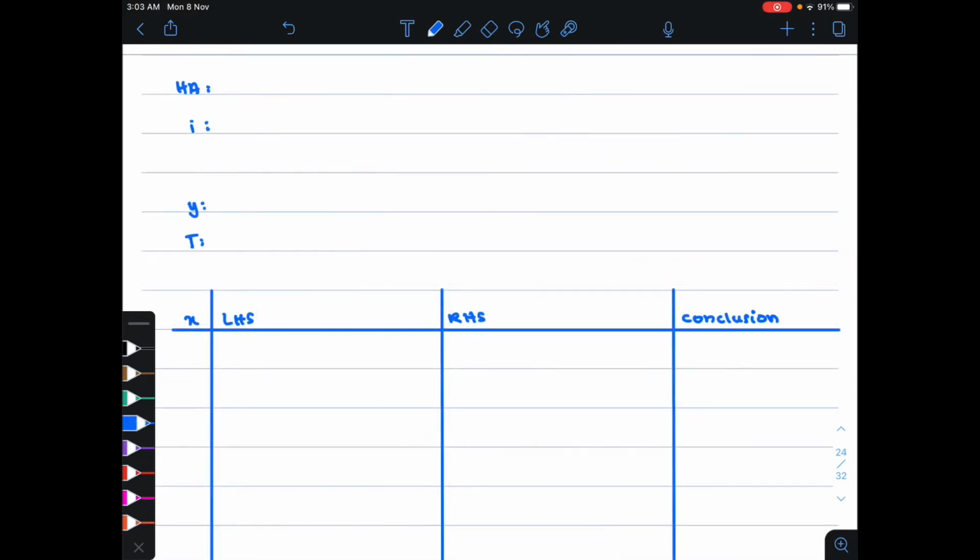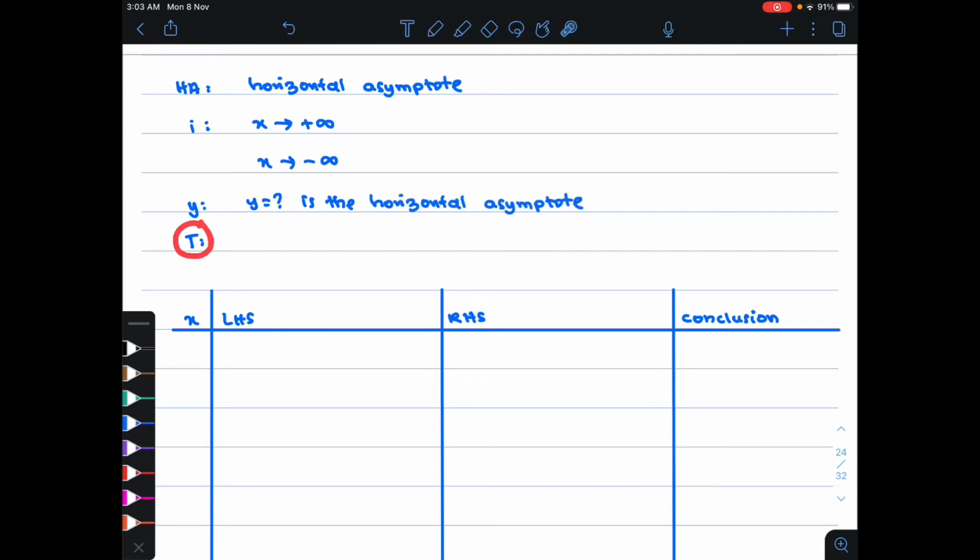To find the horizontal asymptote, we're going to apply HIT. HA is horizontal asymptote. I means infinity. So x is approaching positive infinity and x is approaching negative infinity. y equal to something is the horizontal asymptote. And lastly, the last step is T, which is your table.